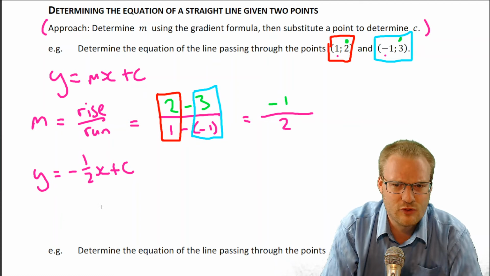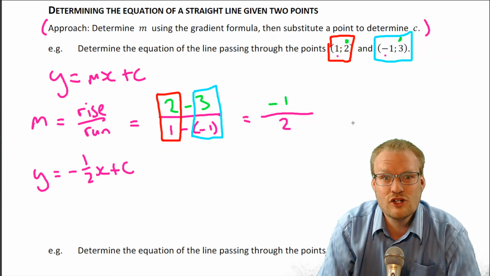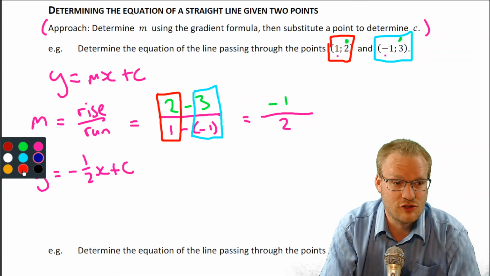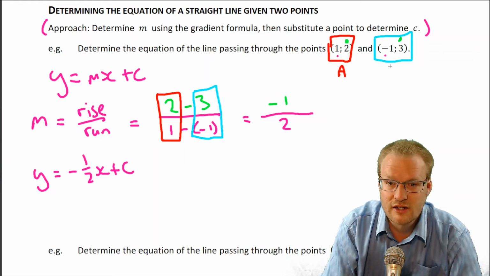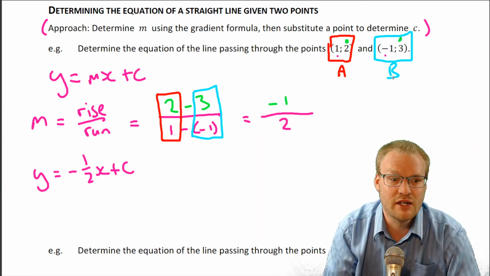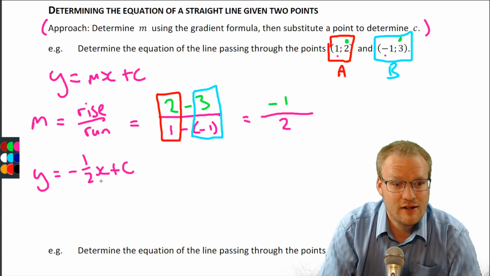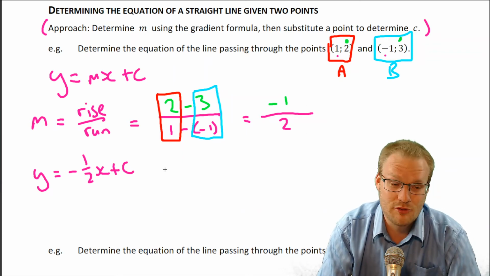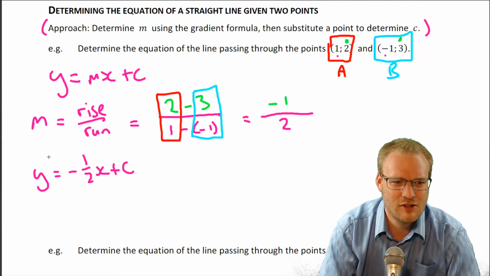Let's see if we get the same one. As a matter of interest, which point did you substitute? Let's call that point A, and let's call the second one point B. Did you substitute point A or point B? Okay, really does not matter. I'm going to go for A because they're both positive. I could maybe have asked, why would you choose one over the other? Well, I'm going to go for A.